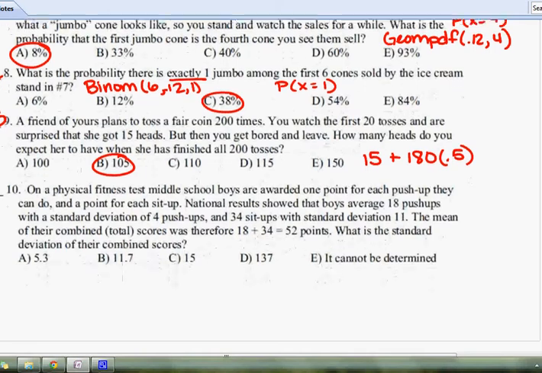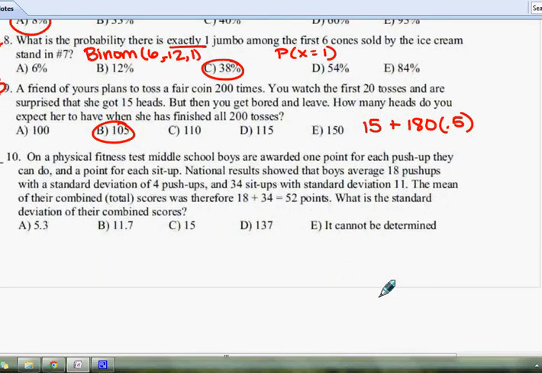And on number 10, you're talking about what's the standard deviation of their combined scores. Again, you can find the expected value of any 2 events occurring or of any combination of events. The only way we can find standard deviation is if they are independent. And usually push-ups and sit-ups are not quite independent of each other because somebody who is more fit is probably going to have more of each. So this one cannot be determined because the events are not independent.